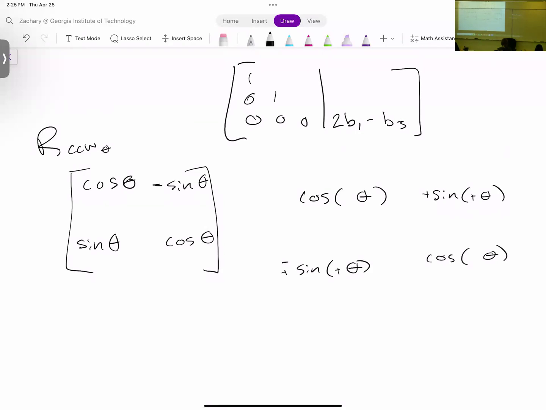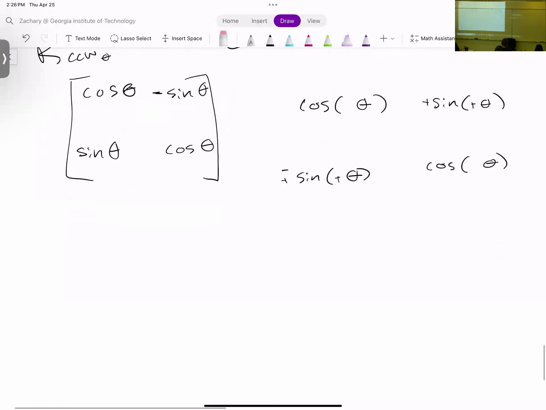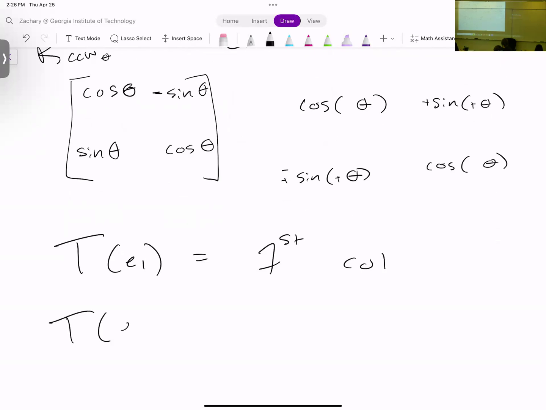So the way I like to describe transformation, and the way I think is easiest, is to find the transformation of your unit vectors. Okay, transformation of E1 is equal to your first column. Transformation of E2 is equal to your second column. Okay.